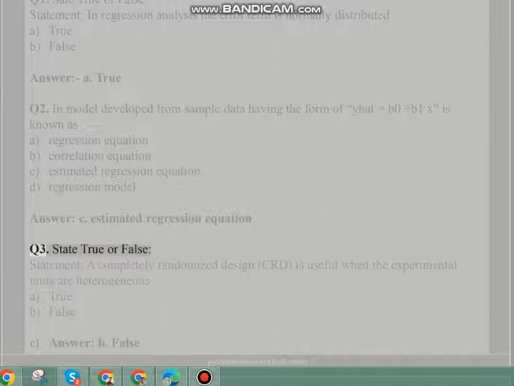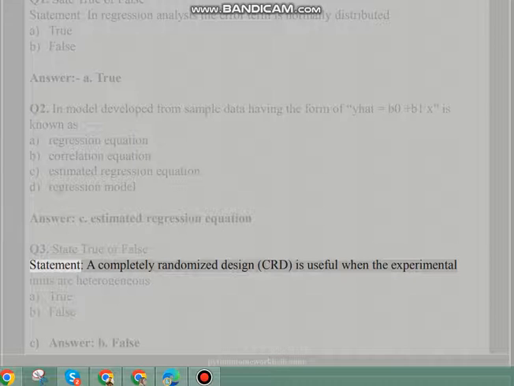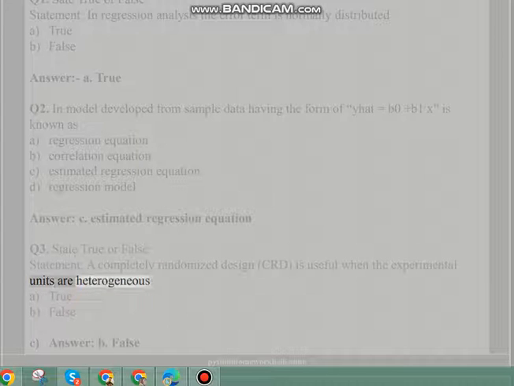Q3. State true or false statement. A completely randomized design, CRD, is useful when the experimental units are heterogeneous. A. True. B. False. Answer: B. False.